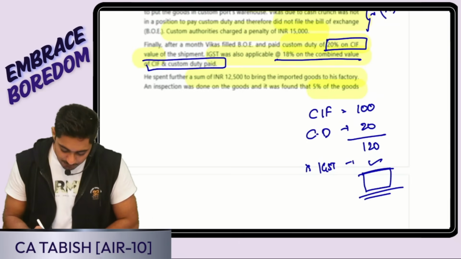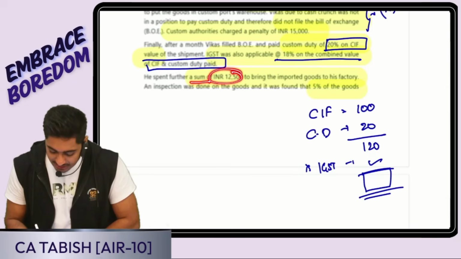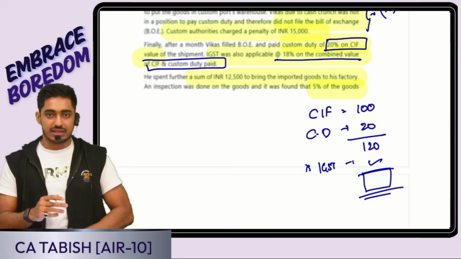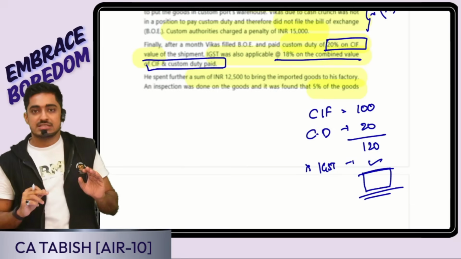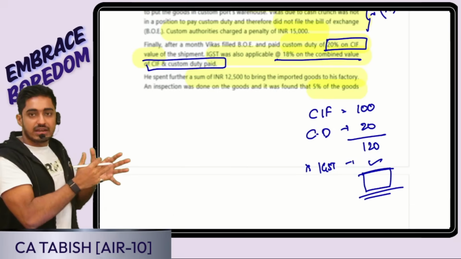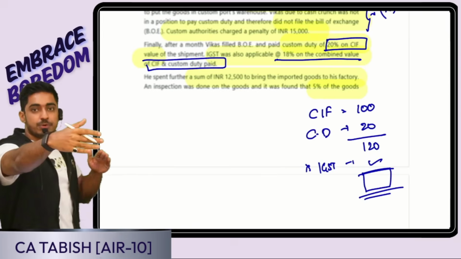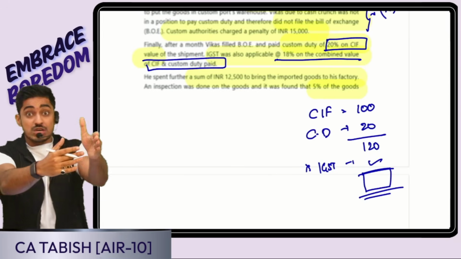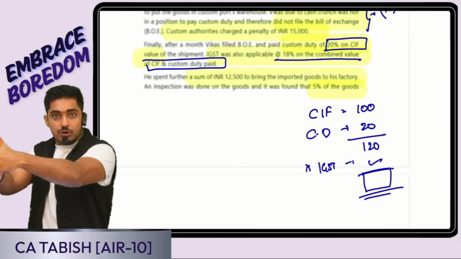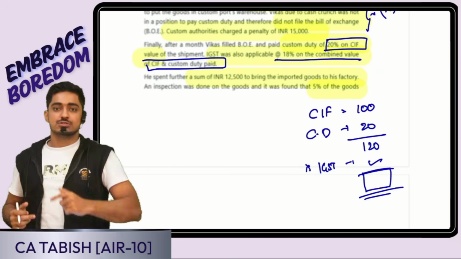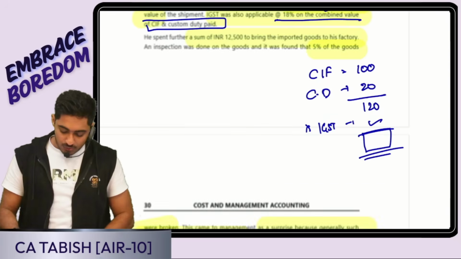Okay. He further spent an amount of 12,500 to bring the imported goods to his factory. That is from their country. First, say for example, suppose the supplier is in the US, his factory is there. From there to the US port, one transportation. From the US port to the Indian port, again ocean freight. From the Indian port to my warehouse, again a third freight. So freight was incurred at three different places. All will be added.